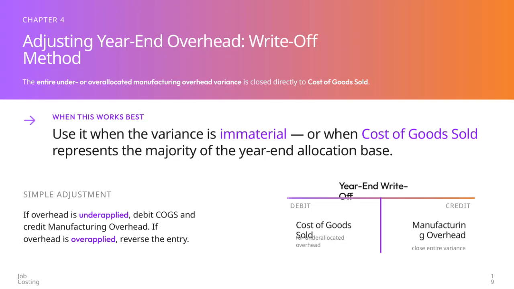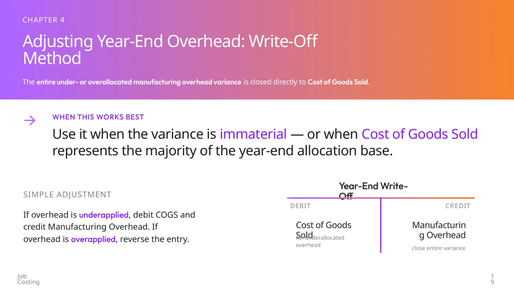Now, let's discuss the write-off method for adjusting year-end overhead. This method involves closing the entire under- or overallocated manufacturing overhead variance directly to cost of goods sold. It's most effective when the variance is immaterial or when cost of goods sold makes up the bulk of the year-end allocation base. The adjustment itself is straightforward.